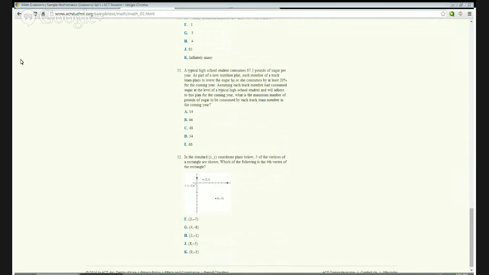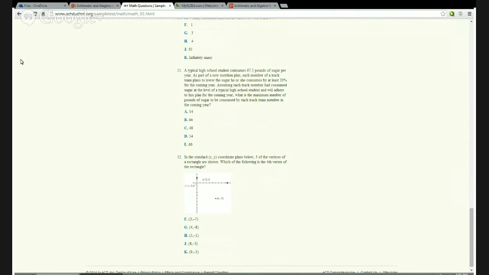Okay, last question, and this is obviously a coordinate geometry question. You can see the graph right there. So it says in the standard XY coordinate plane below, 3 of the vertices of a rectangle are shown. Which of the following is the fourth vertex of a rectangle? So they're telling us that these 4 points should make a rectangle.